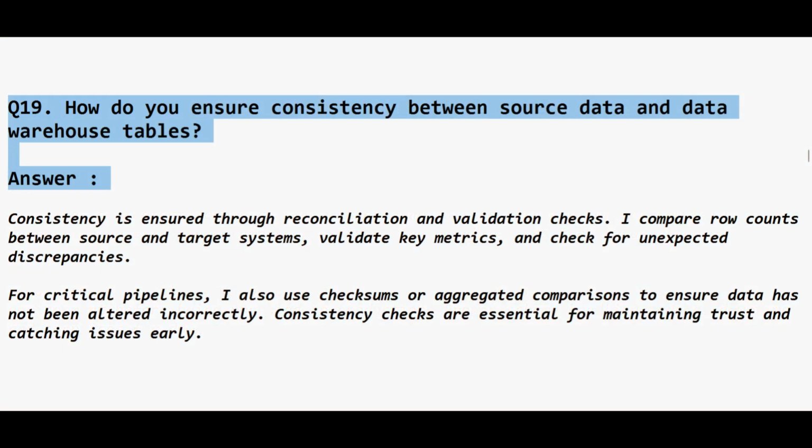Question 19. How do you ensure consistency between source data and data warehouse tables? Answer. Consistency is ensured through reconciliation and validation checks. I compare row counts between source and target systems, validate key metrics, and check for unexpected discrepancies. For critical pipelines, I also use checksums or aggregated comparisons to ensure data has not been altered incorrectly. Consistency checks are essential for maintaining trust and catching issues early.